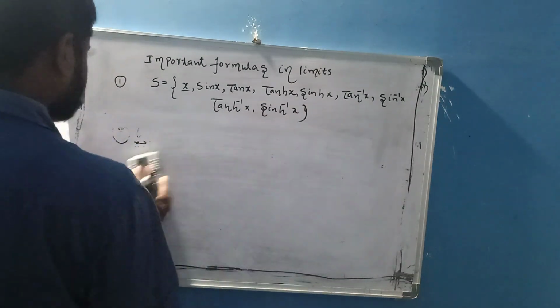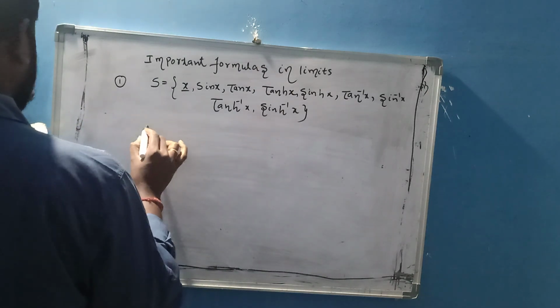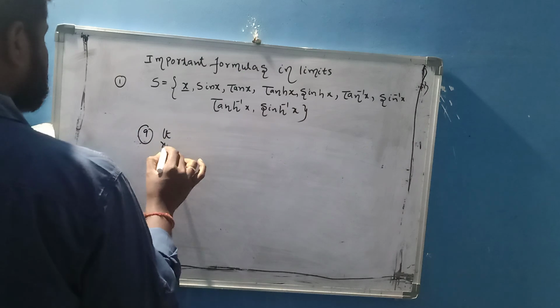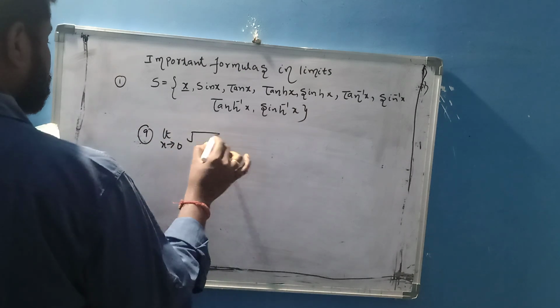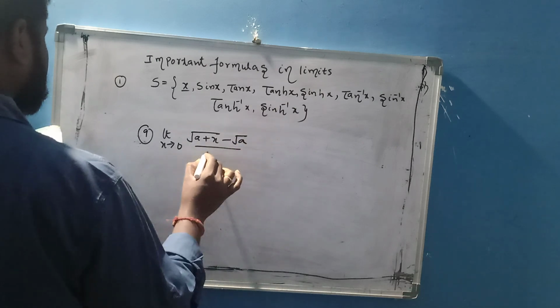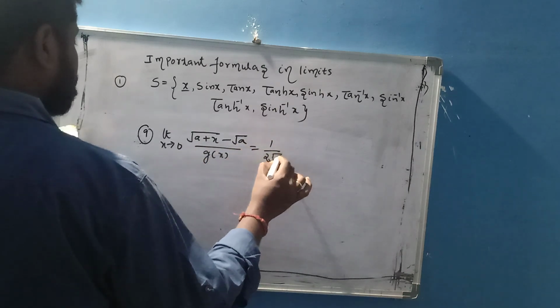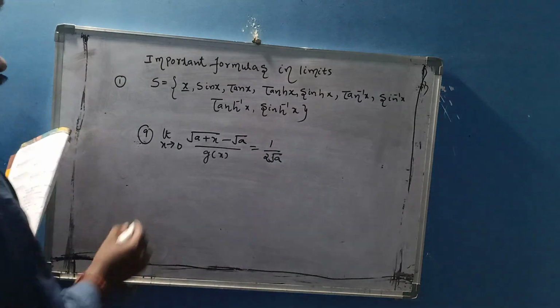Next. Ninth one. Limit x tends to 0, root(a plus x) minus root a by g of x. That equals 1 by 2 root a.